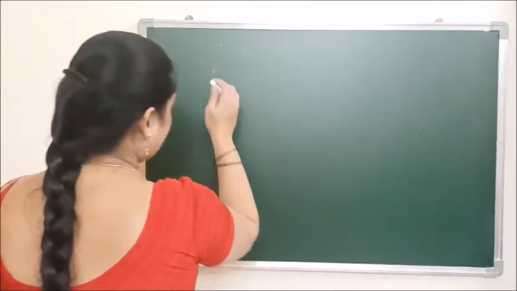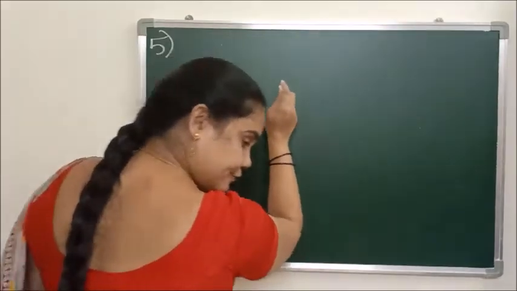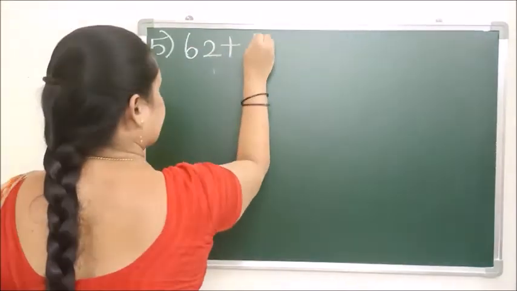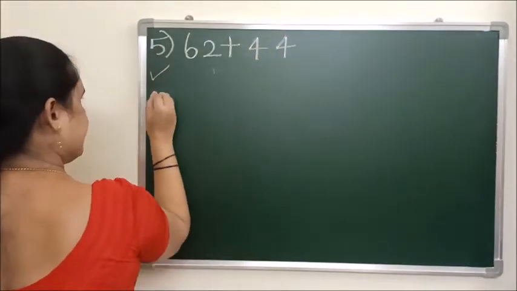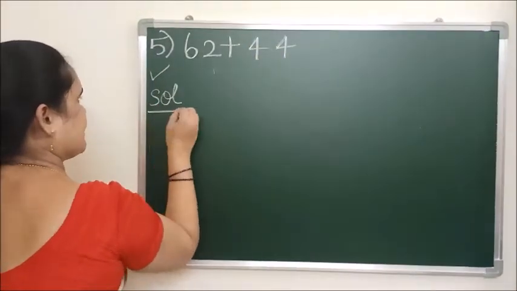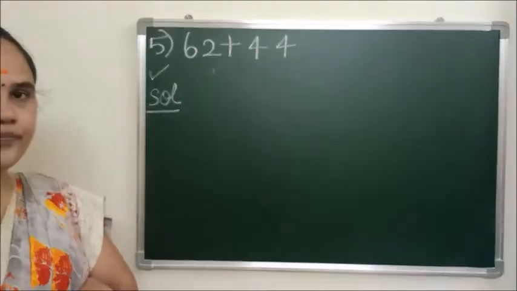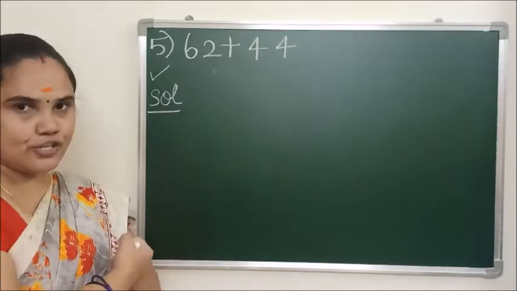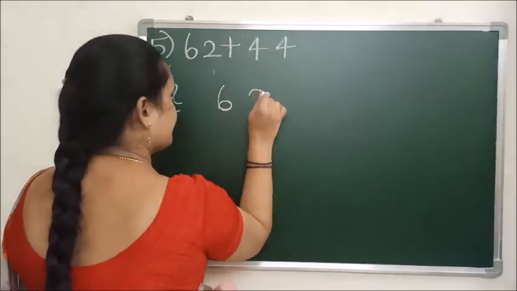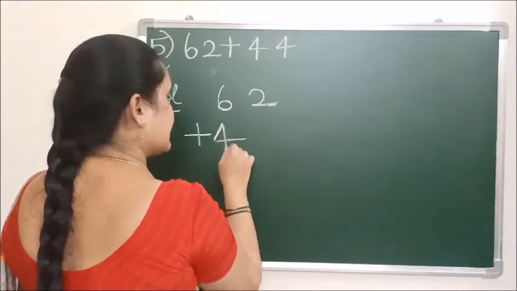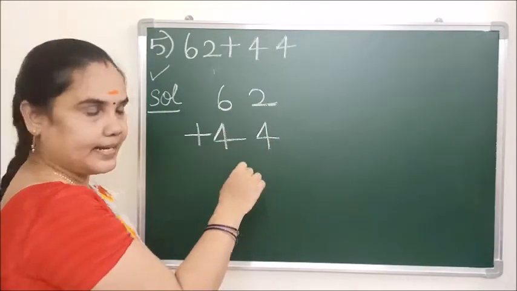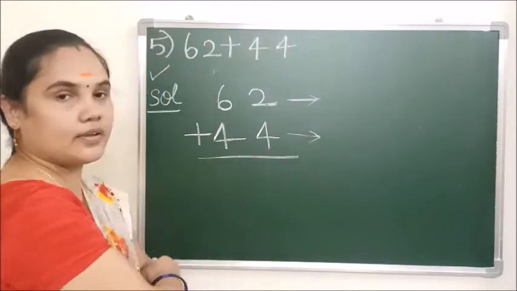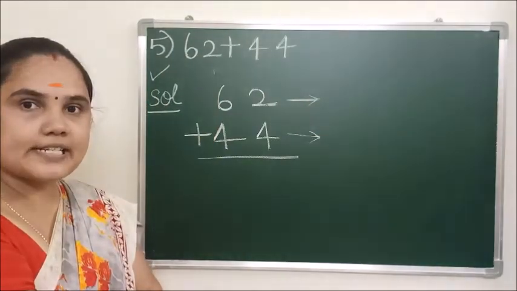62 plus 44. What is the fifth sum, children? 62 plus 44. Leave a line, write solution. Now you are going to tell me, children, what we have to do first? Yes, we have to arrange the numbers. 62 plus 44. We have to write the numbers line by line, children. Okay. Now tell me, what is the next step?